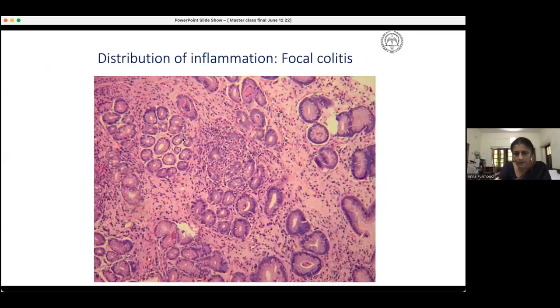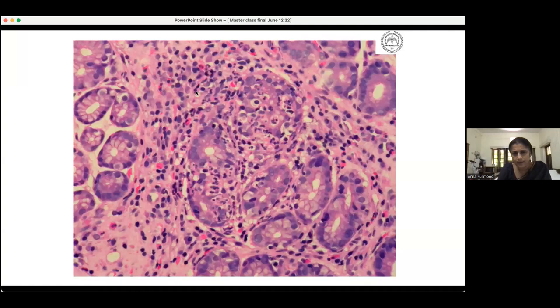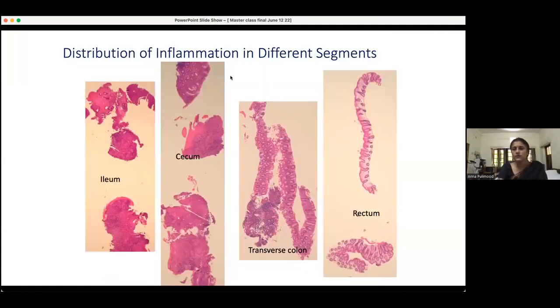The other thing is distribution within a fragment. Here you see a focus of inflammation affecting just a few crypts and the surrounding lamina propria. When you look under high power, you see those few crypts are infiltrated by neutrophils and the lamina propria has quite a lot of plasma cells, eosinophils and neutrophils. So this is focal inflammation, also more common in Crohn's disease. This was a question that Dr. Sridhar had asked. Is it important to know where the inflammation is located?